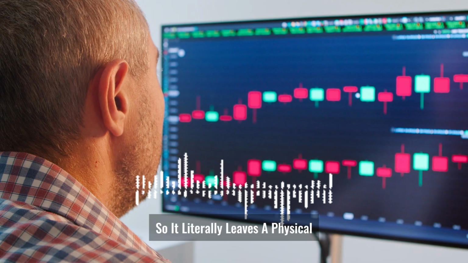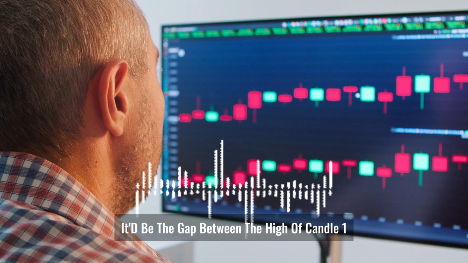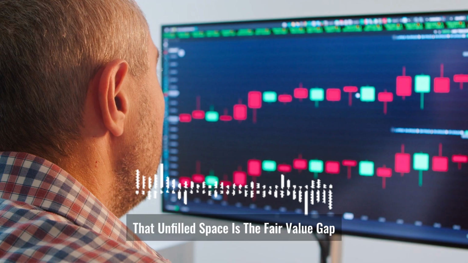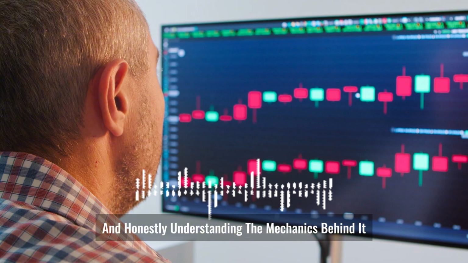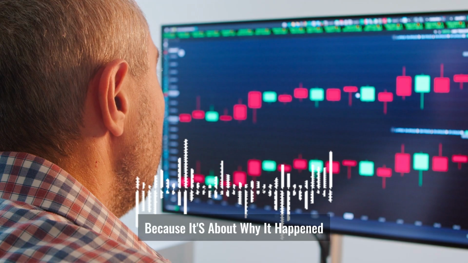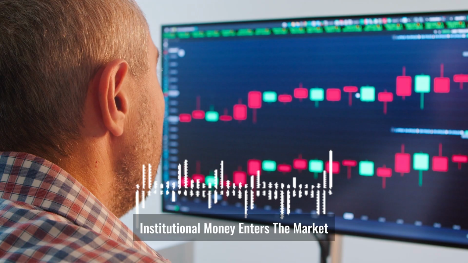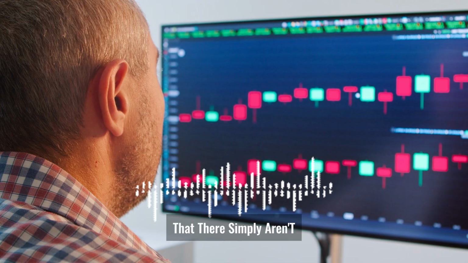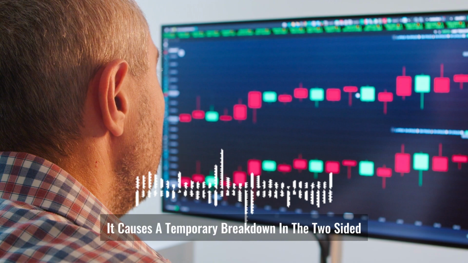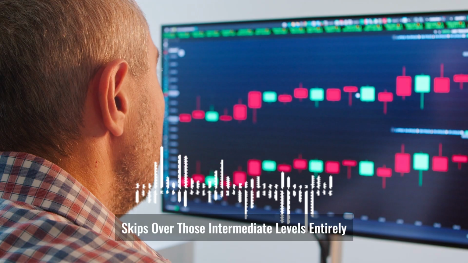Oh, I see. So it literally leaves a physical empty space on the chart. Like in an uptrend, it'd be the gap between the high of candle 1 and the low of candle 3. That's exactly it. That unfilled space is the fair value gap. And honestly, understanding the mechanics behind it is far more important than just memorizing the shape of it. Because it's about why it happened, not just what it looks like. Right. A gap forms because institutional money enters the market with such violent aggression that there simply aren't enough counter orders to match them. Wow. Yeah, the demand or supply is completely one-sided. It causes a temporary breakdown in the two-sided auction process, so the price literally skips over those intermediate levels entirely.